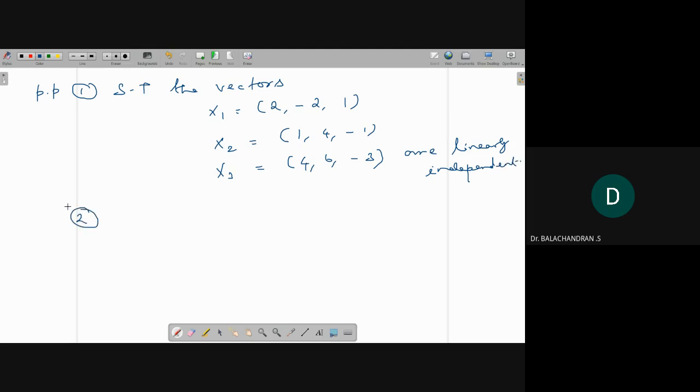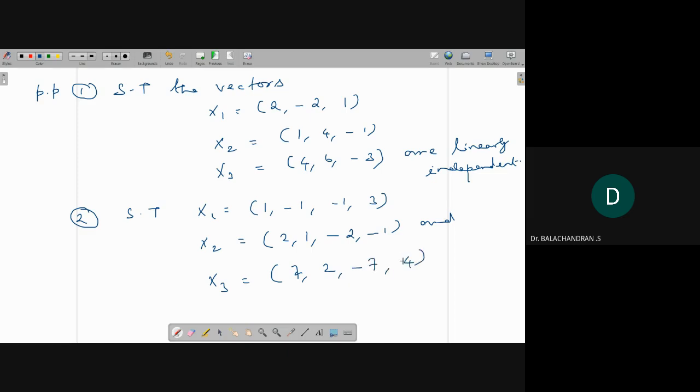Second problem. Show that the vectors x1 equal to (1, -1, -1, 3), x2 equal to (2, 1, -2, -1), and x3 equal to (7, 7, 2, -7, 4) are linearly independent, LI for short.